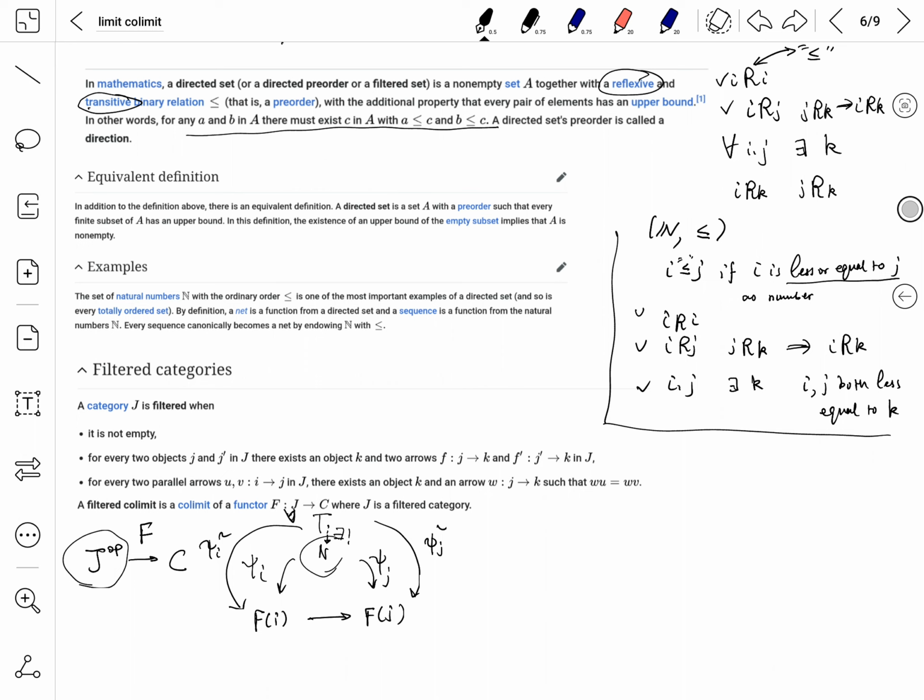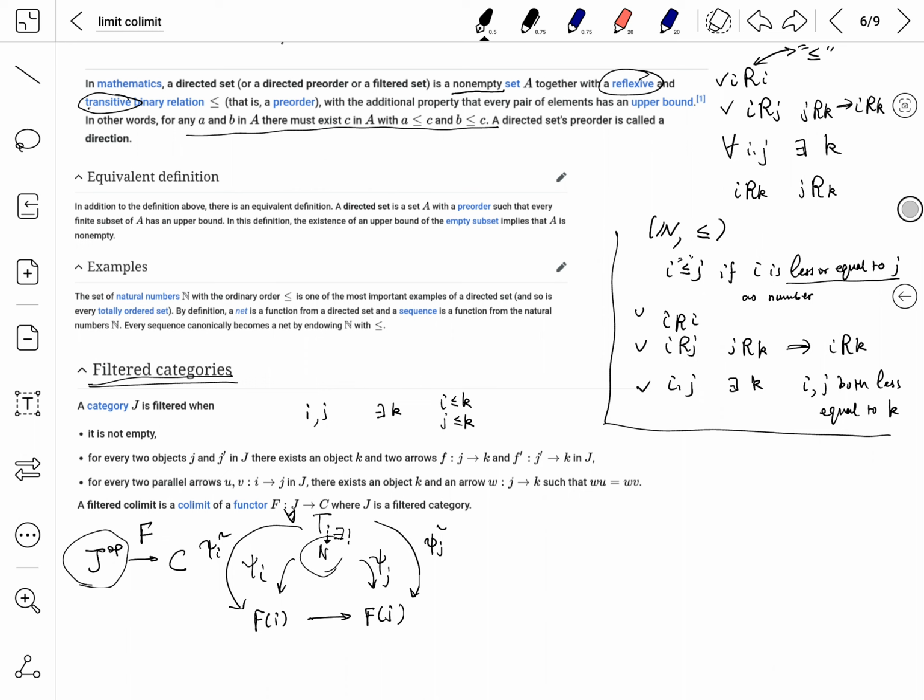This kind of J used to be our indexing category. If I'm not wrong, you could also call it a filtered category. What is a filtered category? Let's check. A filtered category is a category, firstly, non-empty, which is our case because we require the directed set to be a non-empty set. Secondly, for any two objects, there exists an object K such that both of them map to K. This is also the case in our category J, because for any two objects i, j, there exists a K such that i is less equal than K and j is less equal than K.